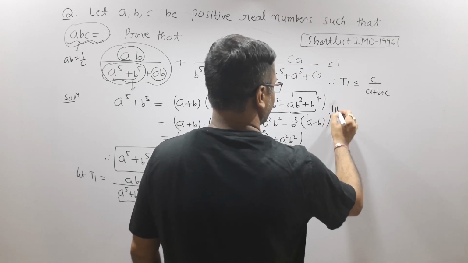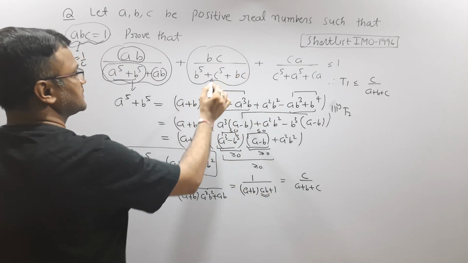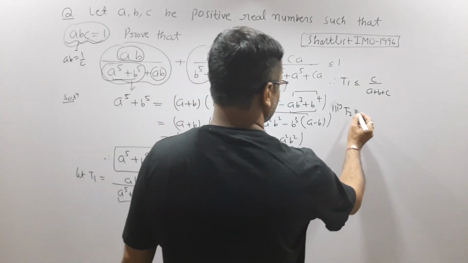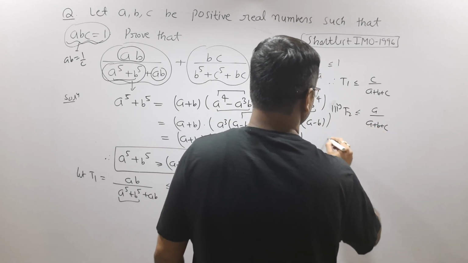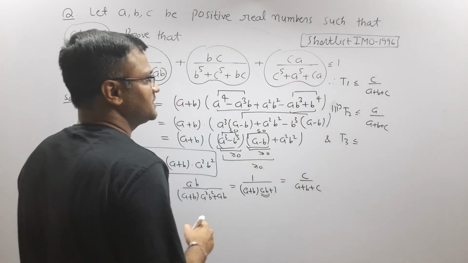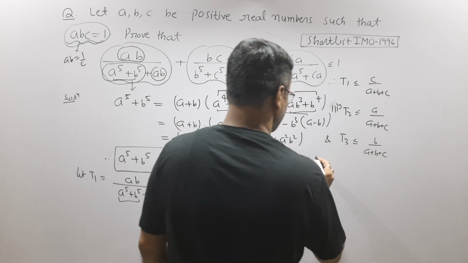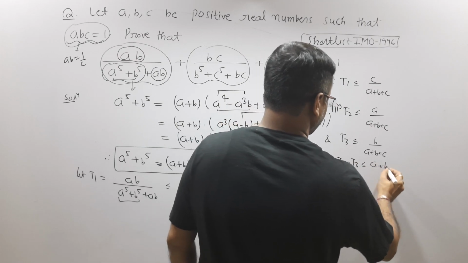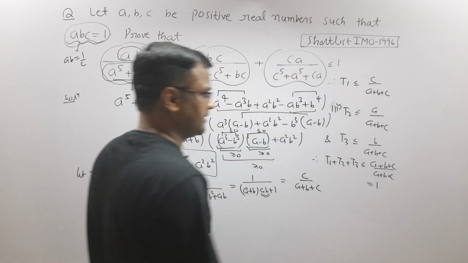Similarly, if we talk about the second term, in the second term b and c are included, so obviously we can write T2 is less than or equal to a over a plus b plus c. And what about T3? T3 contains a and c, so definitely T3 is less than or equal to b upon a plus b plus c. Therefore, T1 plus T2 plus T3 cannot go beyond a plus b plus c divided by a plus b plus c. That comes out to be 1.